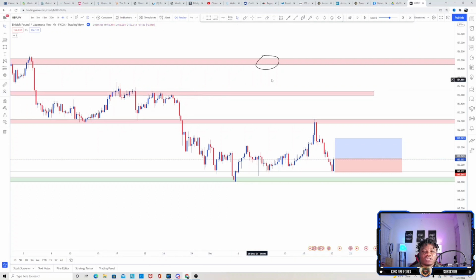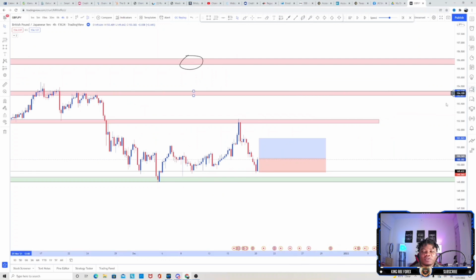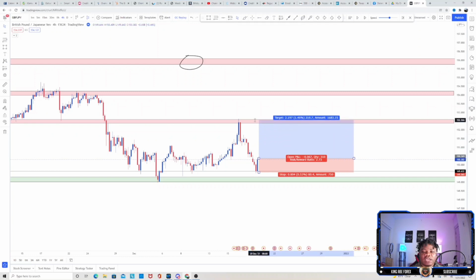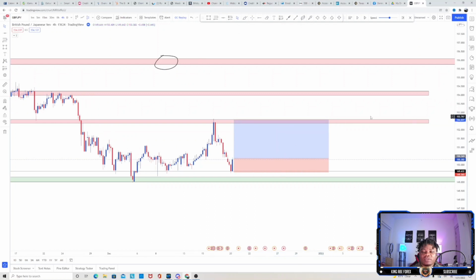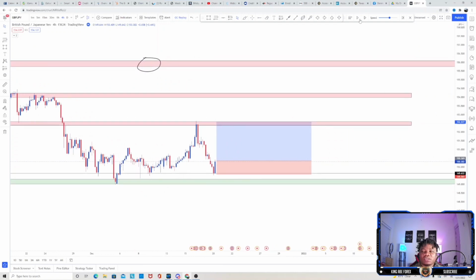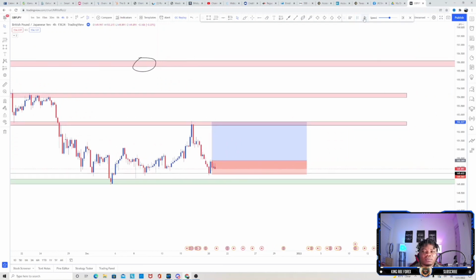So we're going to see if our take profit actually got smashed. We have TP1 here as 221 pips. So let's see how this trade actually played out here. Let's take a look and see.